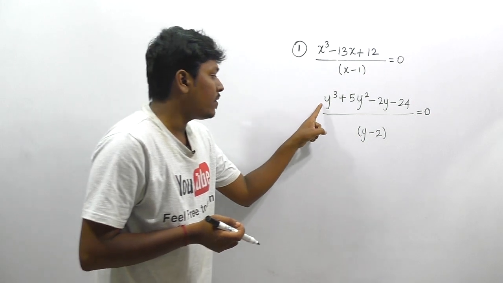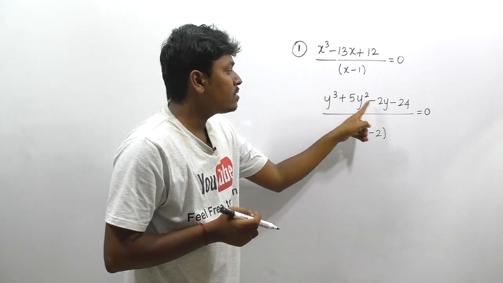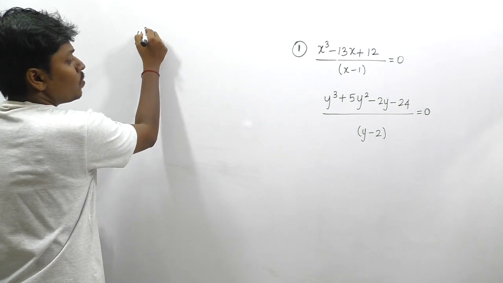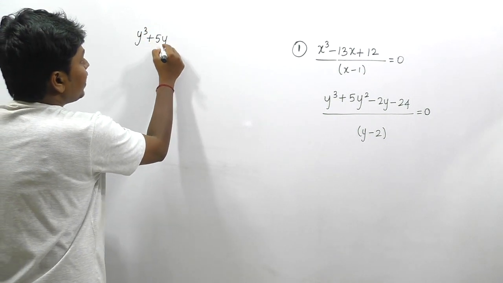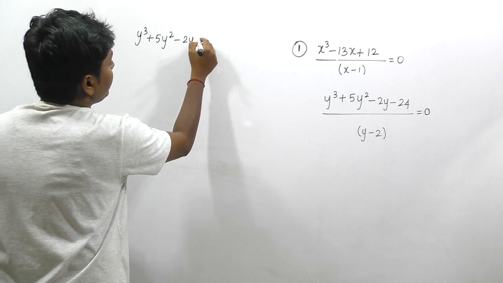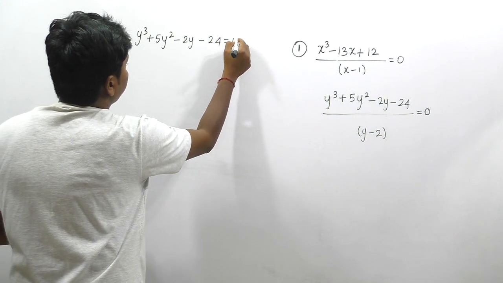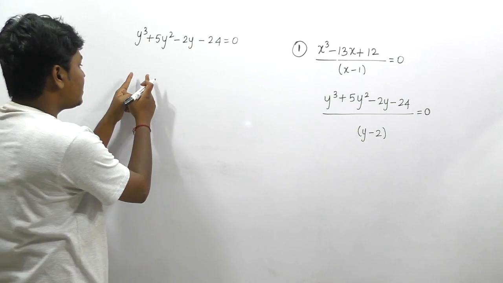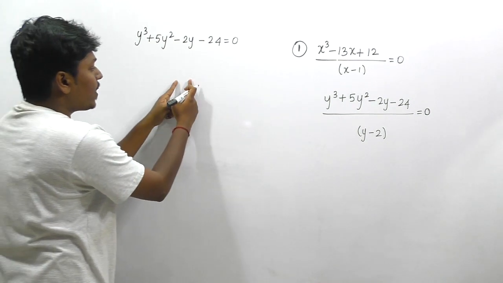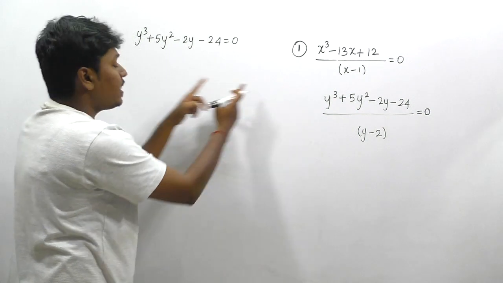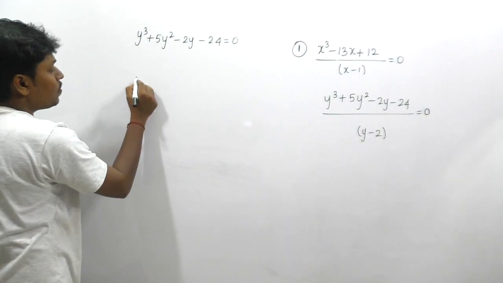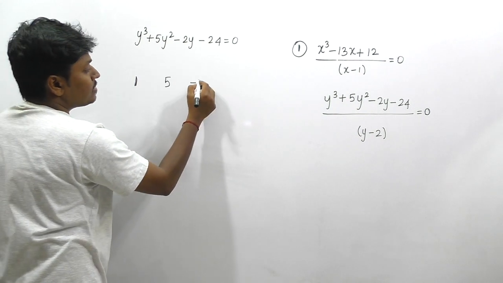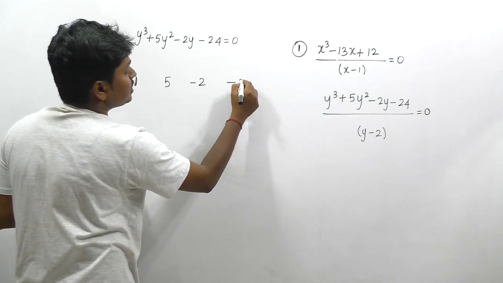Look at the numerator, friends. y cube plus 5y square minus 2y minus 24, right? So the numerator which they have given is y cube plus 5y square minus 2y minus 24 is equal to 0. Friends, listen carefully. We are going to follow the synthetic division method. Start with the coefficient of y cube, then y square, then y, then the constant, right? Coefficient of y cube, that is 1. Coefficient of y square, that is 5. Coefficient of y, that is minus 2. And finally the constant will be minus 24.